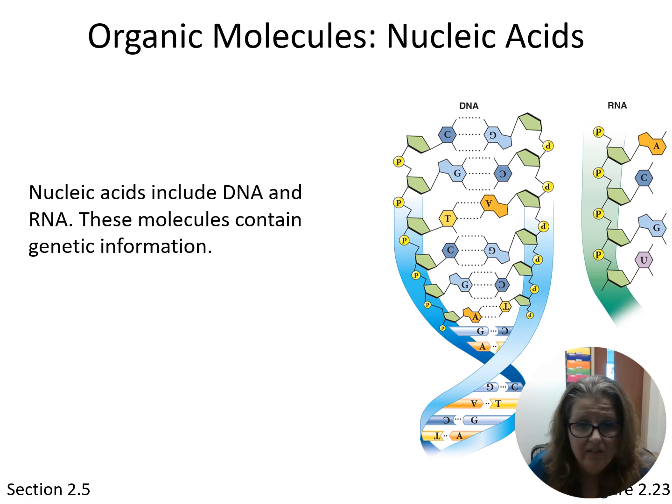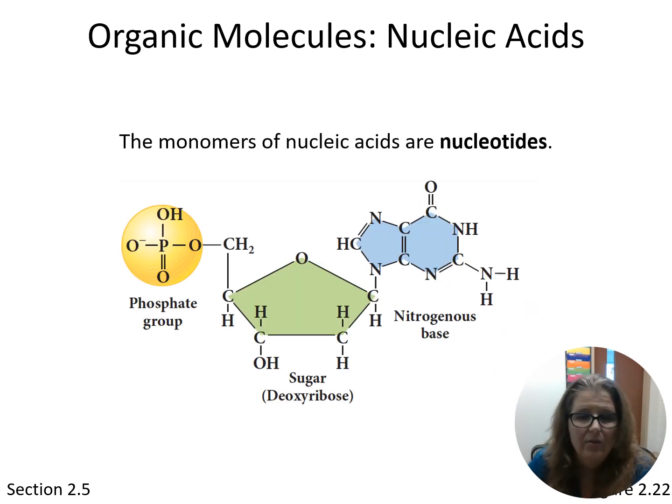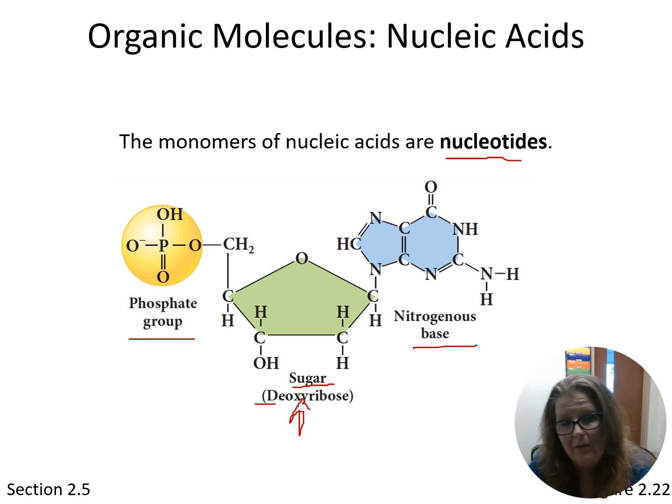All right, nucleic acid. DNA, the NA stands for nucleic acid, and RNA, nucleic acid as well. So these contain genetic information. This is to help make proteins. So the monomers of nucleic acids are nucleotides. A nucleotide has three parts. It has a phosphate, a sugar, and a nitrogenous base. This sugar is deoxyribose, so this is DNA. If it was RNA, it would be ribose. That's one way to tell them apart, which nucleotide you're looking at.